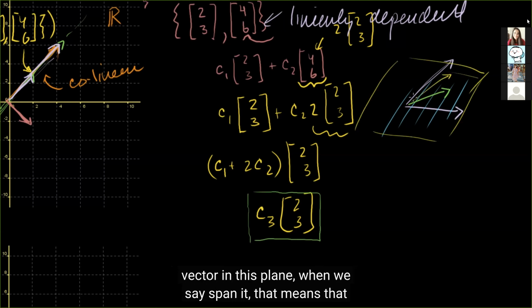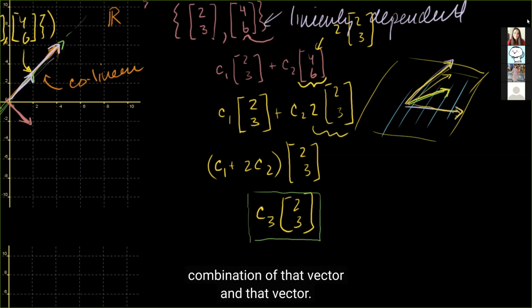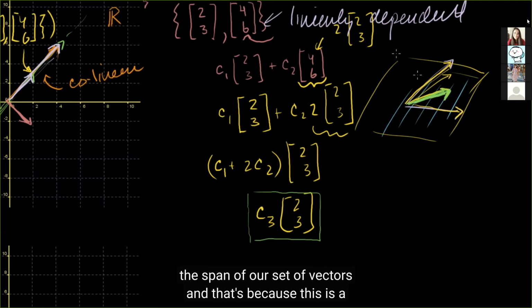When we say span it, that means that any vector can be represented by a linear combination of this vector and this vector, which means that if this vector is on that plane, it can be represented as a linear combination of that vector and that vector. So this green vector I added isn't going to add anything to the span of our set of vectors. And that's because this is a linearly dependent set.